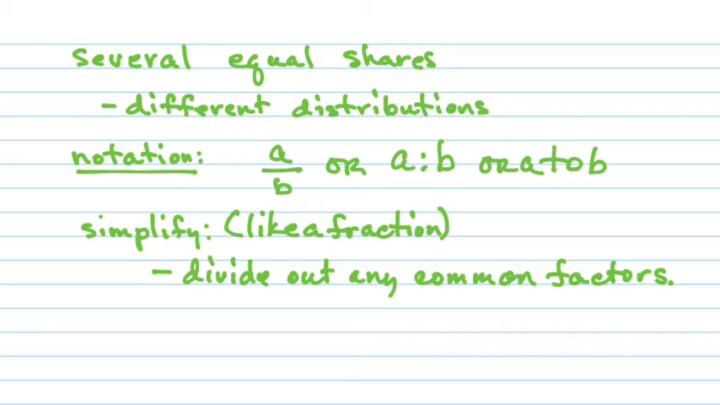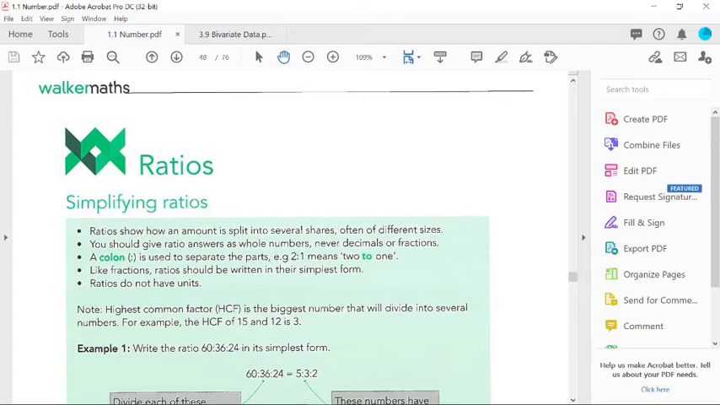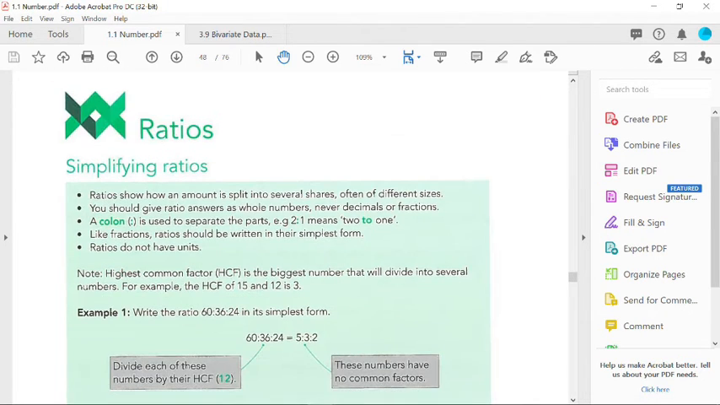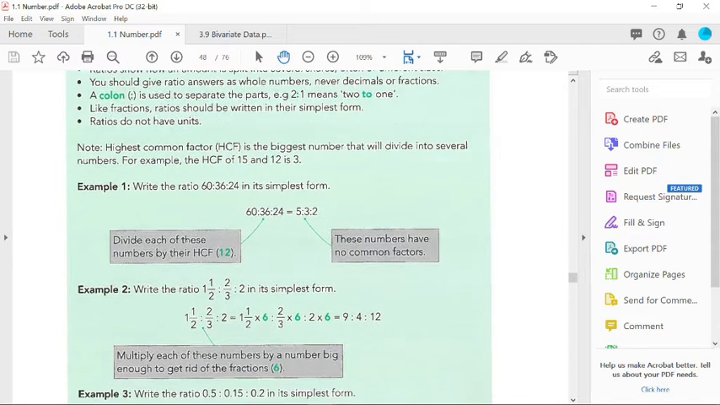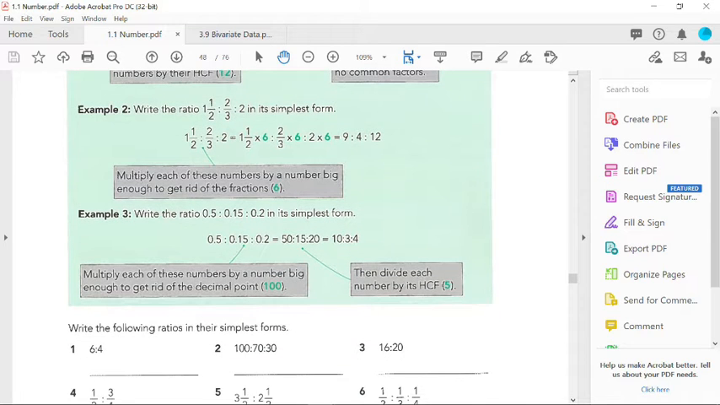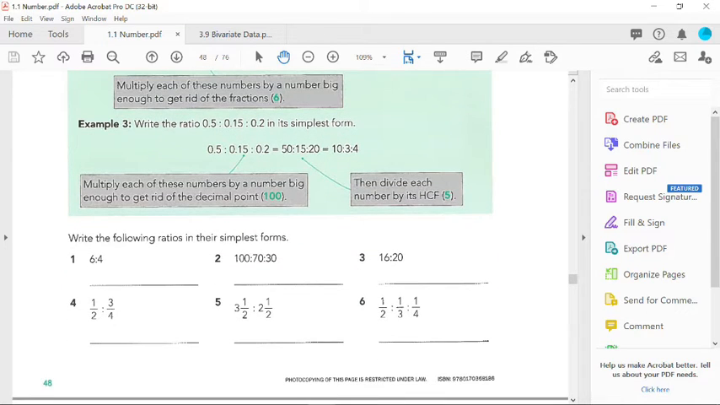Okay? So what we're going to do is look at how to use them and how to simplify them. So we start with simplifying. So if you look at your book on page, what is that, 48? There you are, some examples of ratios. Notice this one has 3 and this one's simplified. Okay. So write the following ratios in their simplest form.